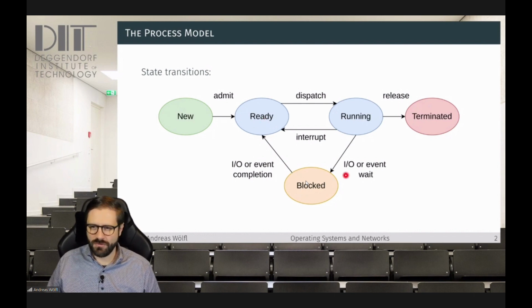And also processes can be blocked. So from running, they can be blocked. And blocking means that the process waits for I/O or an event to be completed. If so, the state goes to ready. And from the running state, we can go to terminated.